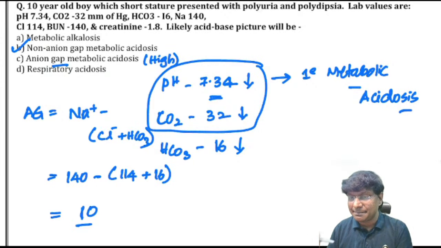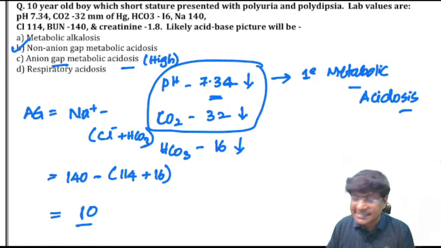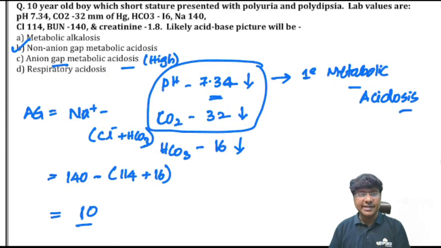The answer here is B, not C, because how much is the normal anion gap? That is 8 to 12 milliequivalents per liter. So when the anion gap is around 8 to 12 milliequivalents per liter, why do we consider it as a high anion gap when the anion gap of the patient is around 10? So the answer is non-anion gap metabolic acidosis.